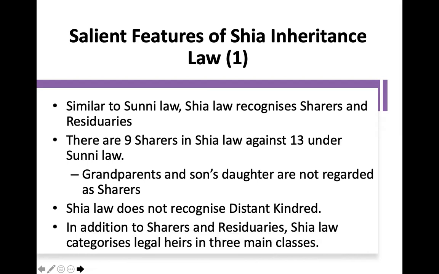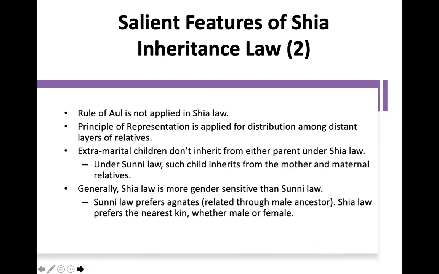And in addition to sharers and residuaries, Shia law categorizes legal heirs into 3 main classes. Rule or principle of awl is not applied in Shia law. Principle of representation is applied for distribution amongst distant layers of relatives. I shall explain it in a bit. Extramarital children or so-called illegitimate children do not inherit from either parent under Shia law. Under Sunni law, such children inherit from the mother and maternal relatives.